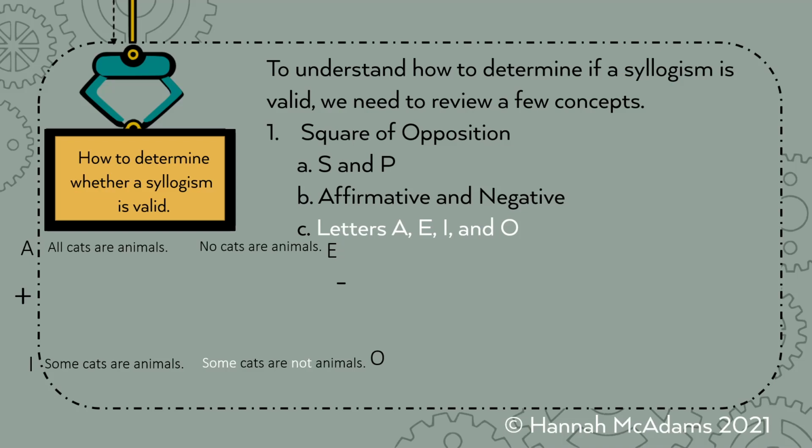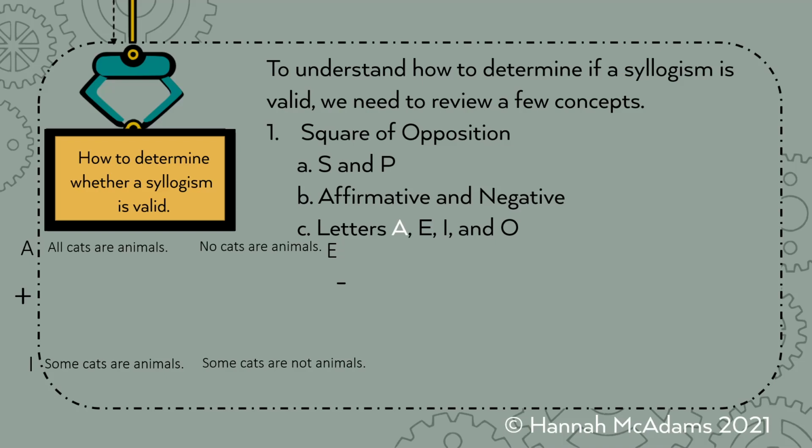So A, E, I, and O. This you have to memorize, or you have to have a chart in front of you. Either memorize it or make a chart, but you do need to know these letters. That's just how we refer to the different statements.